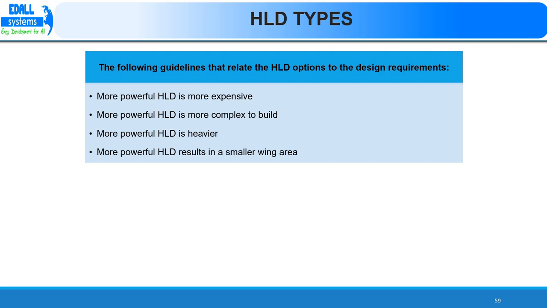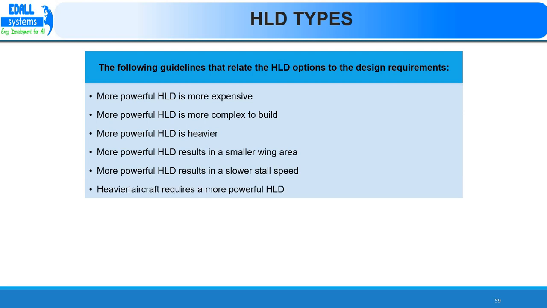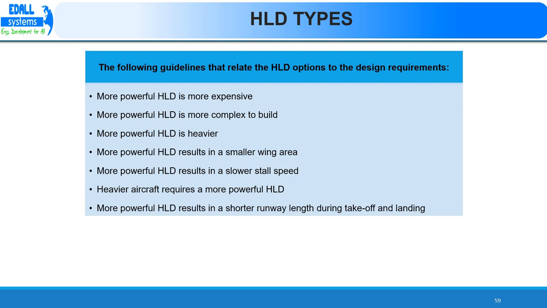More powerful high-lift device results in smaller wing area. More powerful high-lift device results in slow stall speed of the aircraft, which means safer flight. If the high-lift device needs to be selected for heavier aircraft, then the designer must select more powerful high-lift device. If more powerful high-lift device is selected, it results in shorter runway length during takeoff and landing.